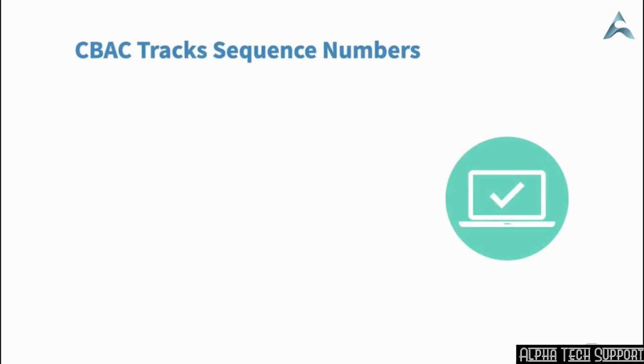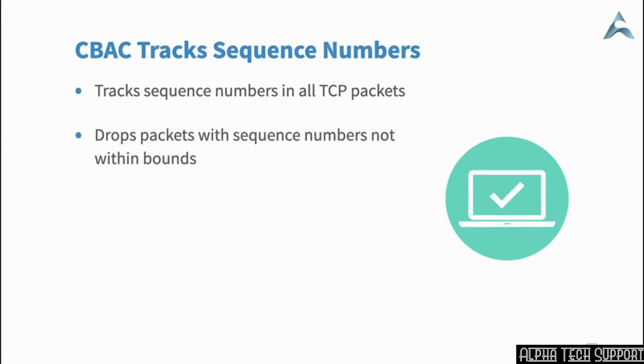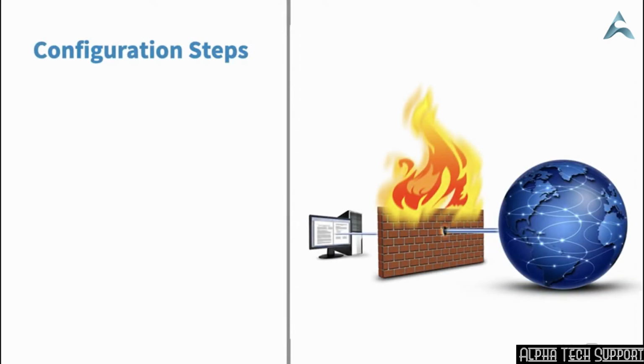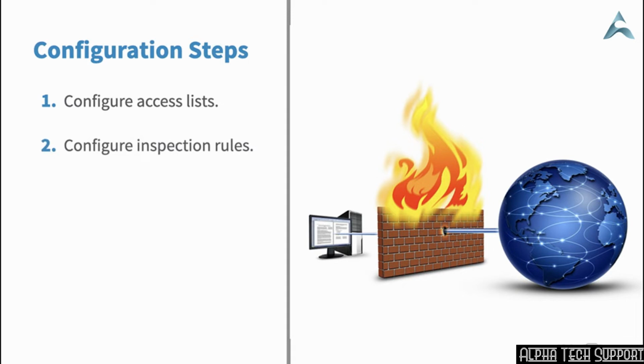Now, another key component is tracking the sequence numbers in all TCP packets. And so that there isn't a spoofing attack, it will drop packets with sequence numbers that are not within bounds. To configure content-based access control, you'll configure the access list and the inspection rules.